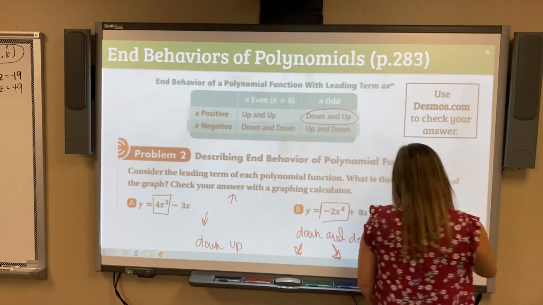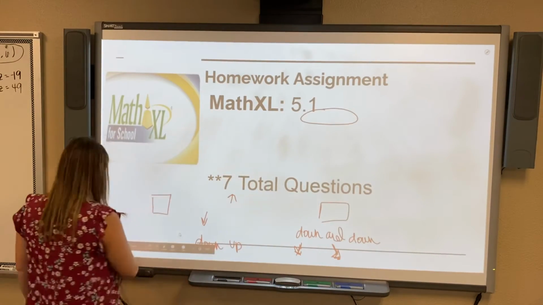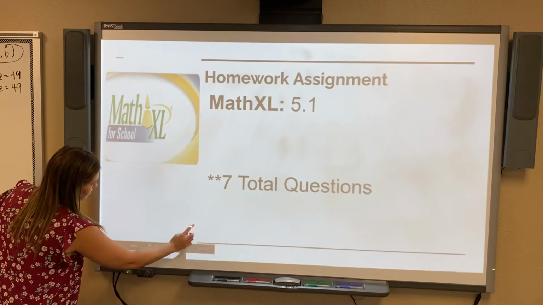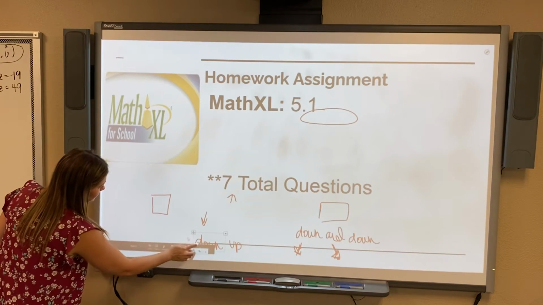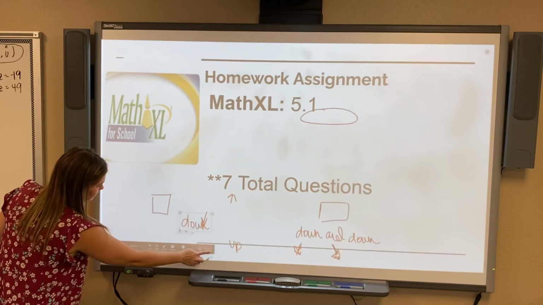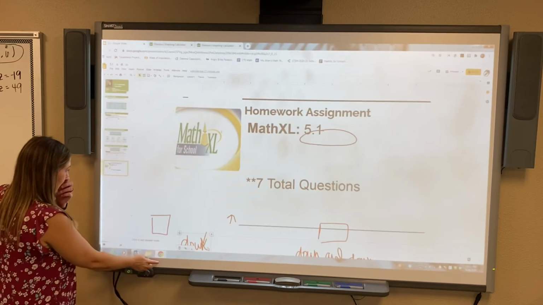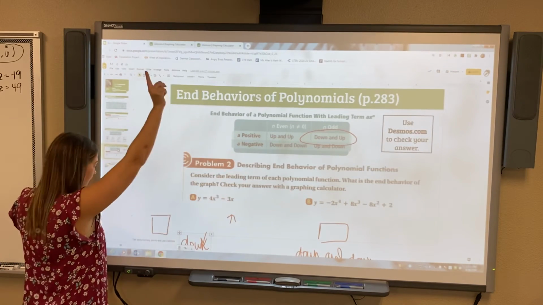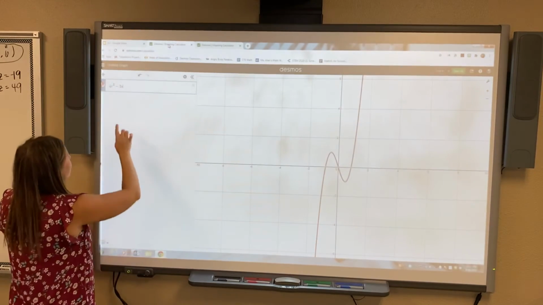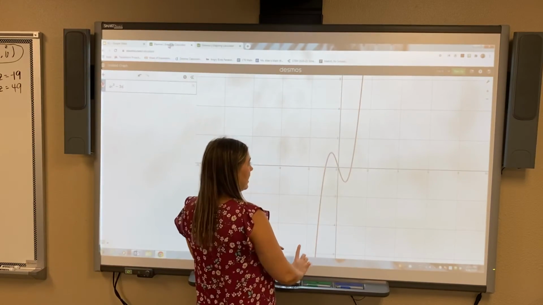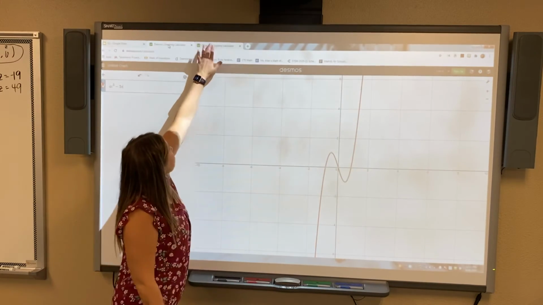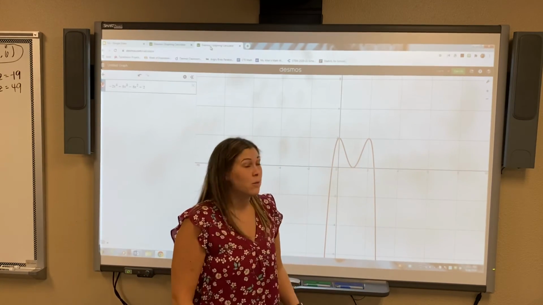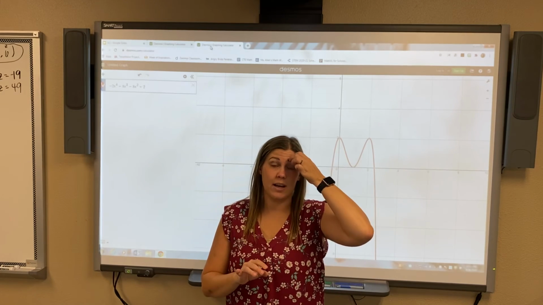Okay, so if we look at this one, we said it was down and up. So if we go to our graphing calculator, our Desmos, it's down and up. So it goes down and then it ends up. Okay, and the next one we said was down and down. So it's down here and down there. Okay, so use Desmos. It's a resource out there, and let us know if you have any questions.